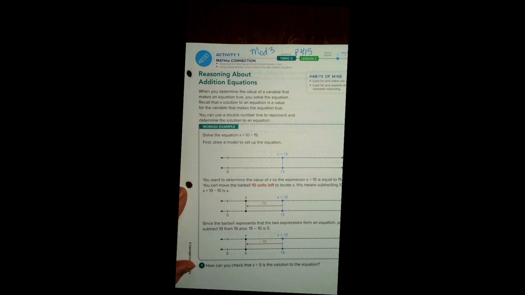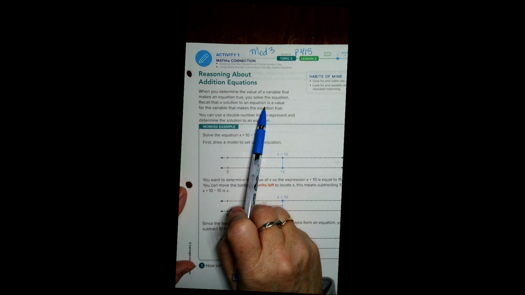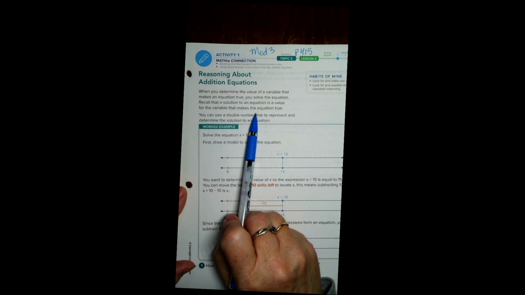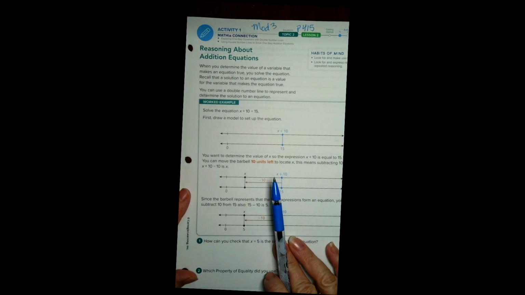When you determine the value of a variable that makes an equation true, you solve the equation. Recall that a solution to an equation is a value for the variable that makes the equation true. You can use a double number line to represent and determine the solution to an equation. So it says solve the equation. This is our worked example.